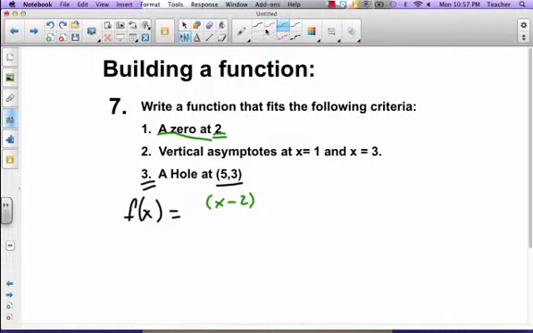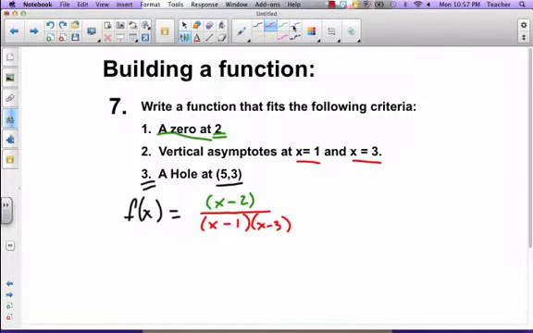Then we'll go on to our next part, where it says vertical asymptotes at x equals 1 and x equals 3. Now remember, those go in the denominator. So we'll write x minus 1, because that means 1 makes the denominator 0, and x minus 3. So in green, we have our zero at x minus 2. In red, we have our vertical asymptotes, x minus 1 and x minus 3, which give us vertical asymptotes of x equals 1 and x equals 3.